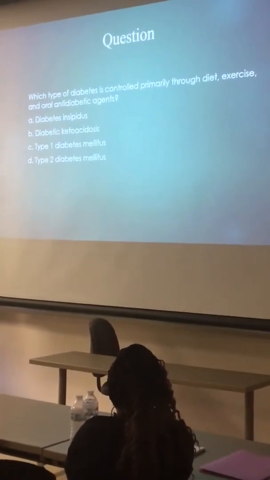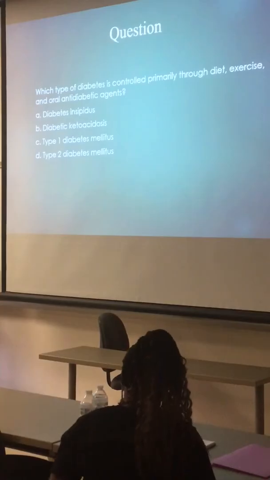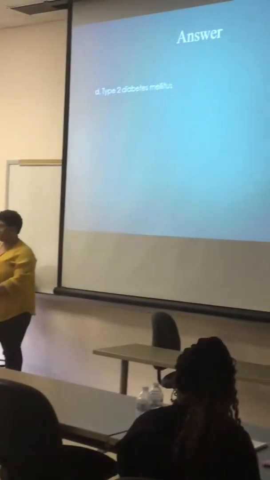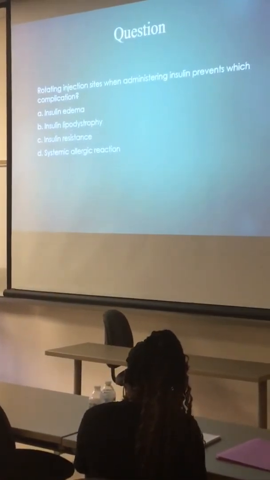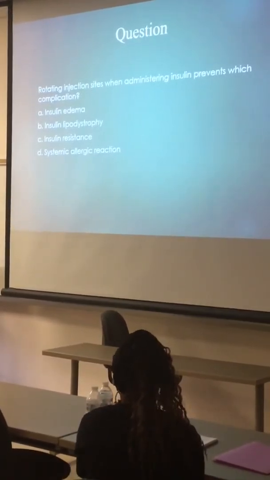Next question. Which type of diabetes is controlled primarily through diet, exercise, and oral anti-diabetic agents? Type 2. That's right, because that is how it is primarily treated, correct? Okay. Next, our last question: rotating injection sites when administering insulin prevents which complication? B. That's correct.